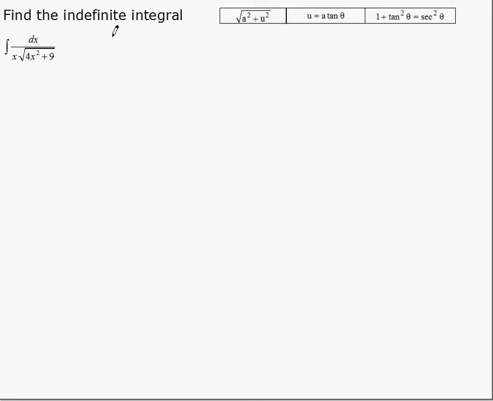tan substitution. In this case, u is 2x, so we're going to have 2x equal to a, which is 3, the square root of each part, tan theta. Solving for x, then we get 3 over 2 tan theta. Differentiating, 3 over 2 secant squared theta d theta.